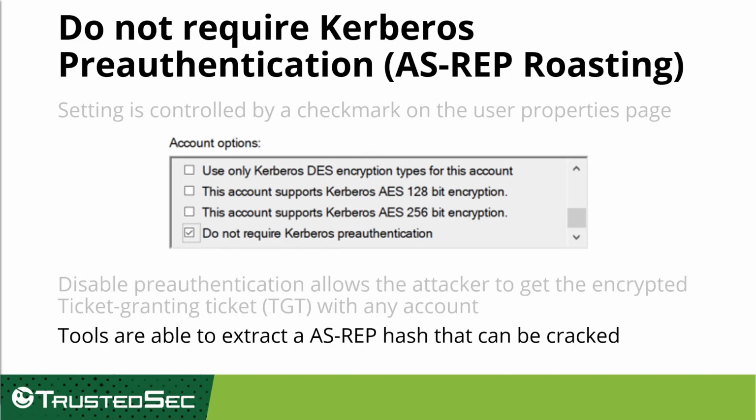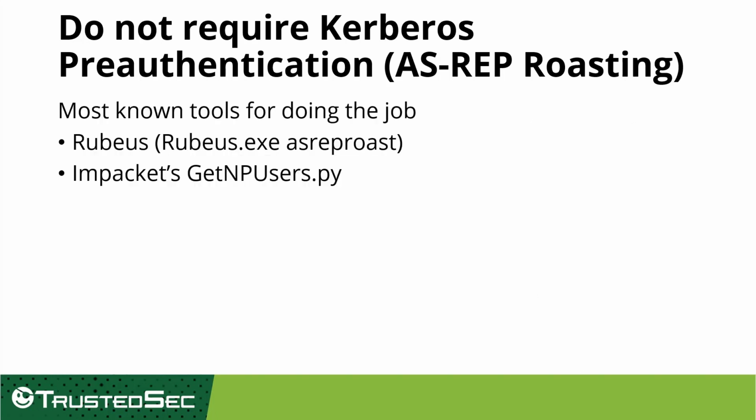And the tools that you can run as an attacker are able to extract the AS-REP hash that can be cracked using Hashcat or other similar tools. The most known tools for doing AS-REP roasting are either Rubeus or Impacket's GetNPUsers.py script. Both of them do an equally good job. Depending on the scenario as an attacker, one might be better to use than the other.